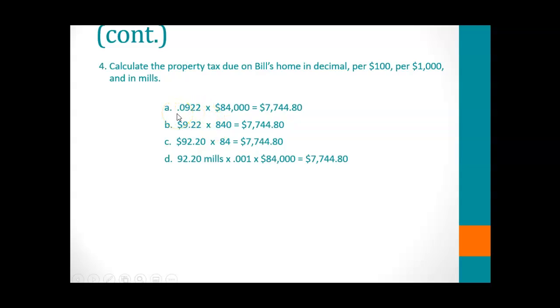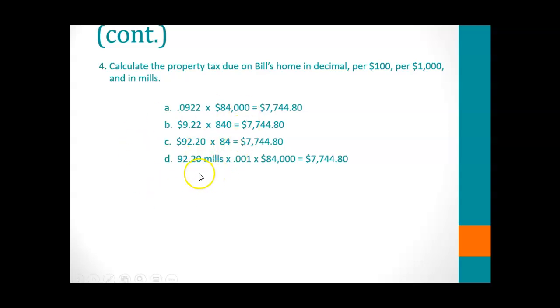So for Part A, as a percent, we took the 0.0922 times 84,000. So the amount of taxes Bill will pay, which is extremely high, is $7,744.80. Now per 100, you would take the 84,000, divide that by 100, and that would give you 840. Same amount of taxes, didn't go down. It's still $7,744.80. If you said per 1,000, you would take 84,000 divided by 1,000, which would give you 84. But once again, the tax amount stays the same.